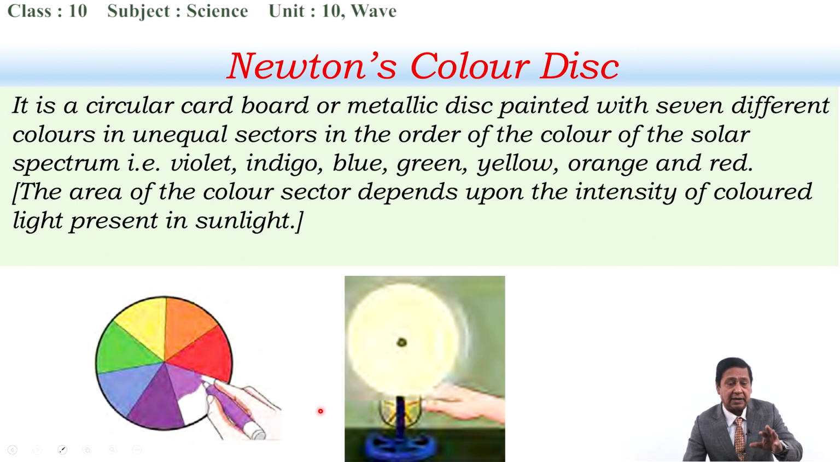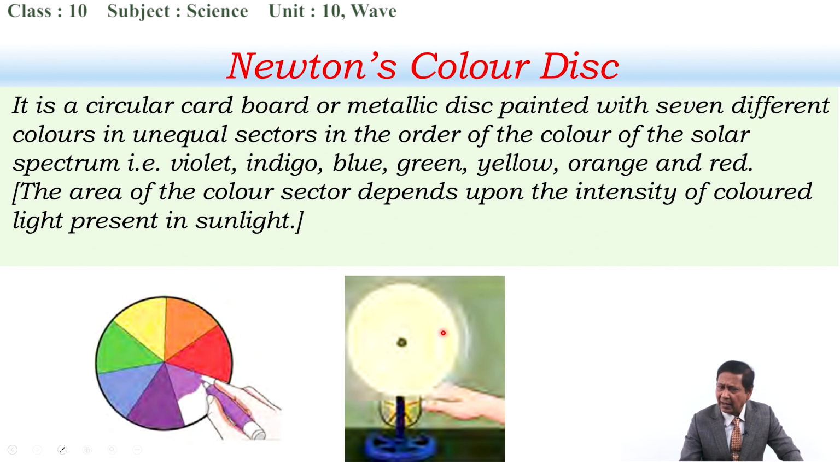When it is rotated, then red color, blue color, green color, the different colors cannot be seen separately because they are moving very fast, and the total effect can be seen. The total effect of these 7 different colored lights is white. It means white light contains 7 different colored light in it. That's why it appeared white.